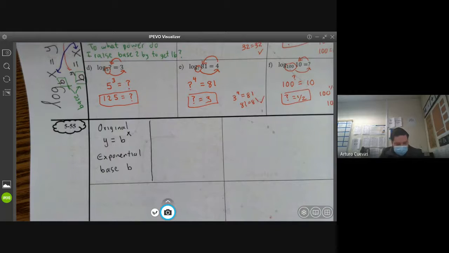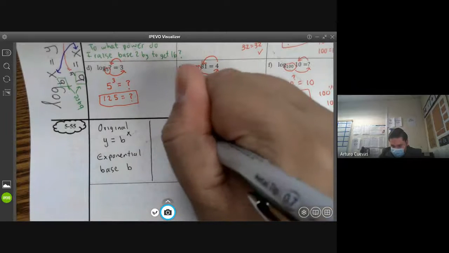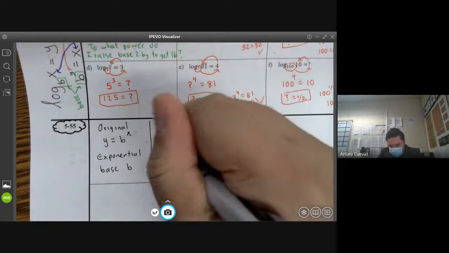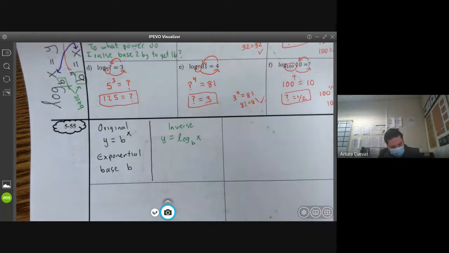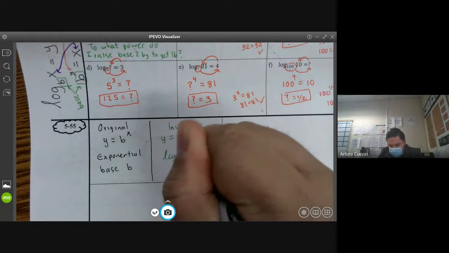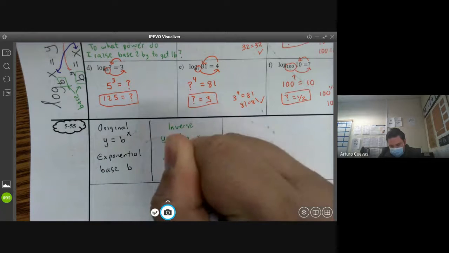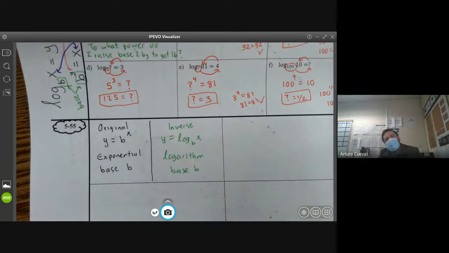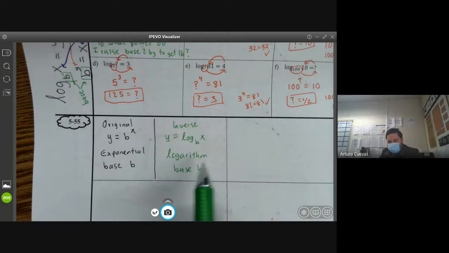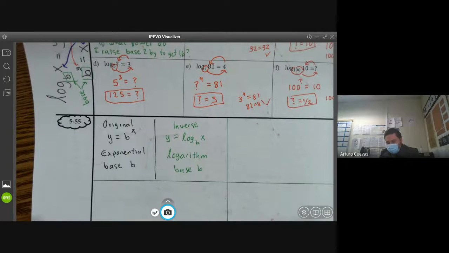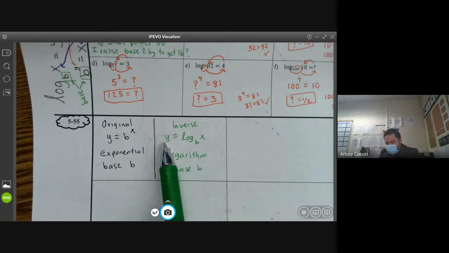Okay. Now the inverse: y equals log base b of x. This is a logarithm with base b. Exponentials and logarithms are inverses of each other. So this is a logarithm base b. To what power do I raise b by to get x? B to the power of y equals x.